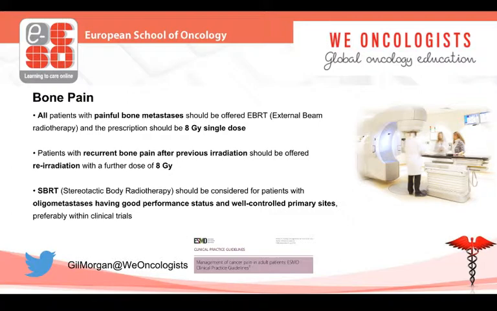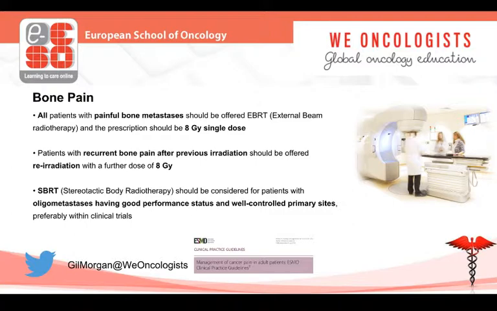So about 6 to 12 weeks after the treatment, bones have already repaired and the damage that is caused by cancer cells has gotten stronger. So all patients with a painful bone metastasis should be offered EBRT, 8 grays, 1 single dose. And of course, it is possible to give re-irradiation with recurrent bone pain.